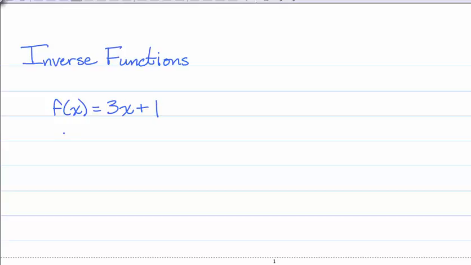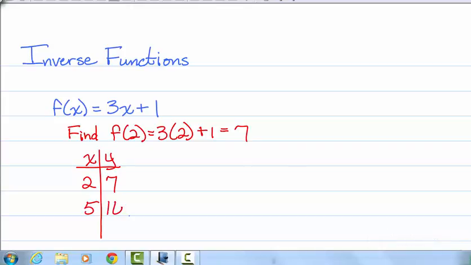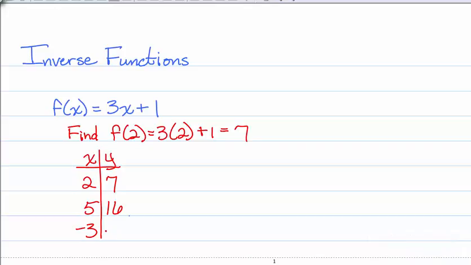And we remember doing things like this. Find f of 2, which asks us to plug the 2 into the function and get the output. So the 2 became a 7. And we could continue this process and come up with an entire table of values. So if I plug in 5, I'm going to get out a 16, a negative 3, I'm going to get out a negative 8, for instance.